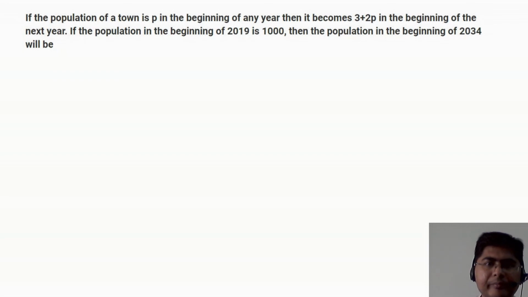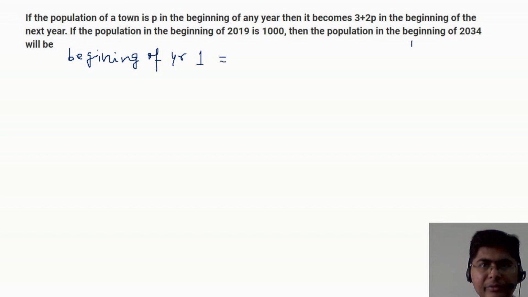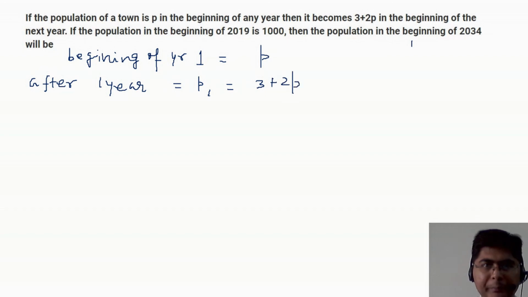Okay. Let's say beginning of year 1. What is that value? That's P. Now after 1 year, what will it become? Let's say P1, which is equal to 3 plus 2P.